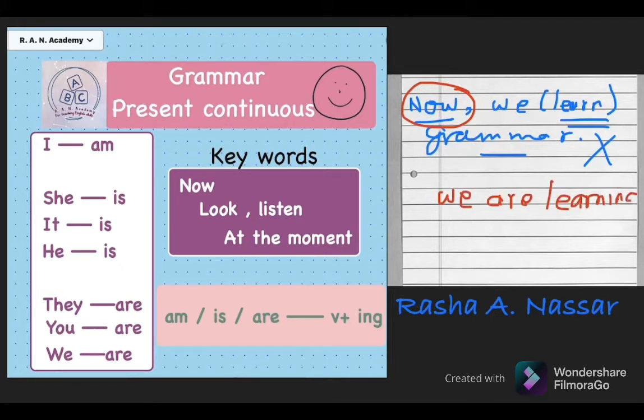Very good. So here, if I see now, it means that I'm talking about something which is happening now. So I'm talking about present continuous tense. So here I will use are plus ing. Why? Because I have we. So if you see am or is or are followed by verb plus ing, it means that I'm talking about something which is happening now.